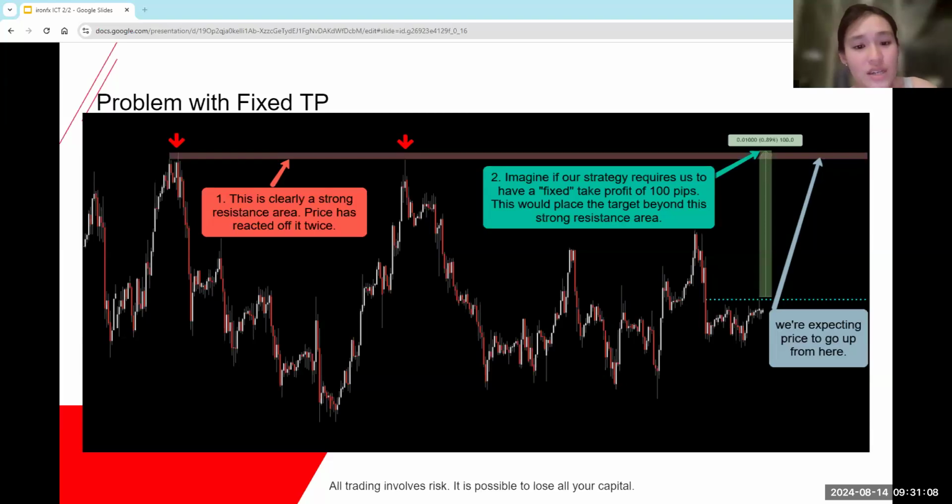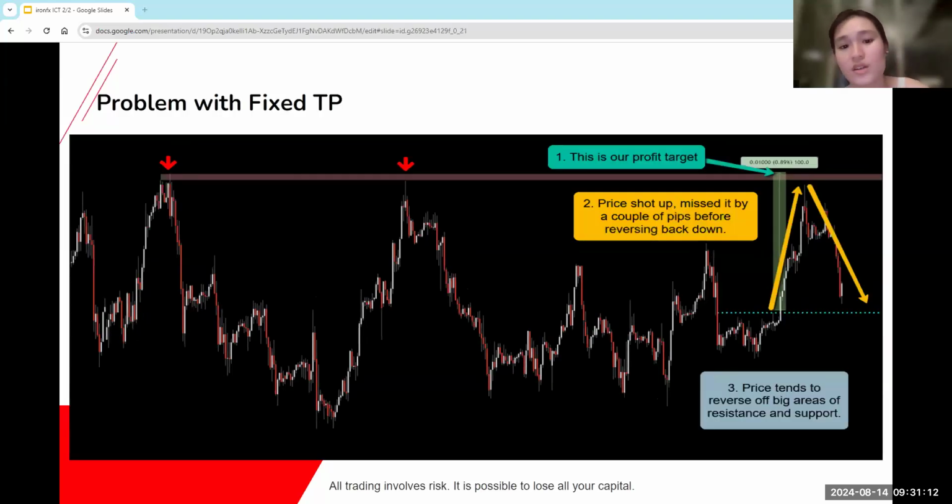Okay, so let's see how this plays out. Price shot up. It missed our target profit by a few pips before reversing back down. The reason for this is that price tends to reverse off of really big areas of resistance and support.